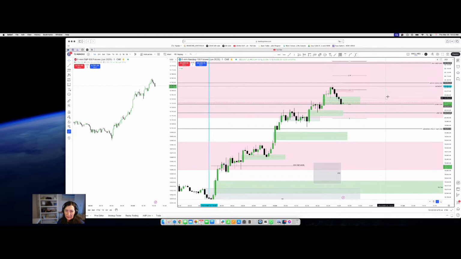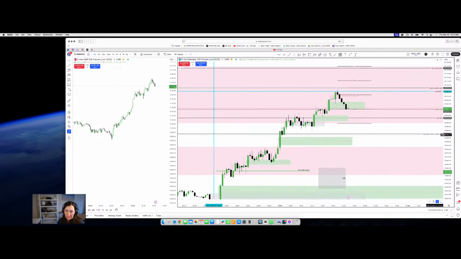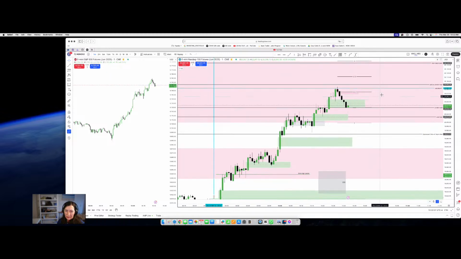See if we get an inverted fair value gap here. We invert. If this fair value gap does not hold, right now it's holding. We had a little bit of a mohawk here with a wick outside it, but that's entirely permissible.